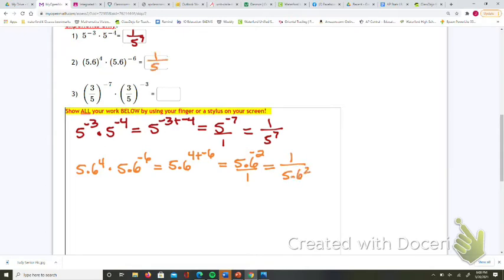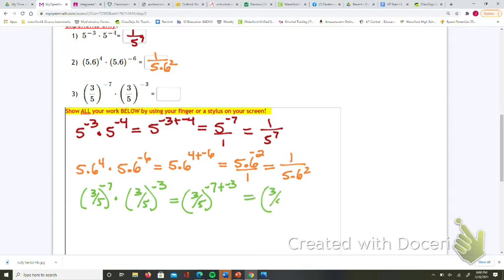1 over 5.6 to the second. Okay, now the third one, number 3. We have 3/5 to the negative 7 times 3/5 to the negative 3, which equals 3/5 to the negative 7 plus negative 3, which equals 3/5 to the negative 10.